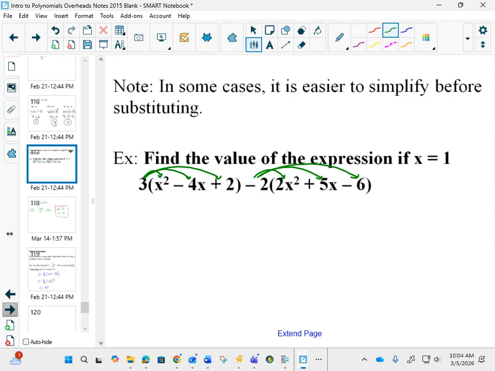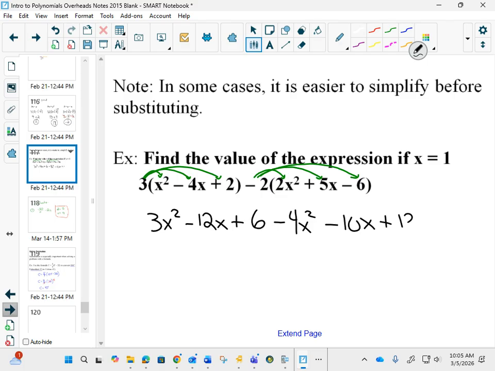3 times x squared, 3x squared. Do the sign first. Positive times negative, negative. 3 times 4, 12. And then variables, I still have an x. Sign first. Positive times positive, positive. 3 times 2, 6. Next set of brackets. Sign first. Negative times positive, negative. 2 times 2, 4. And variables, x squared. Negative times positive, negative. 2 times 5, 10. And variable x. And last, negative times negative, positive.